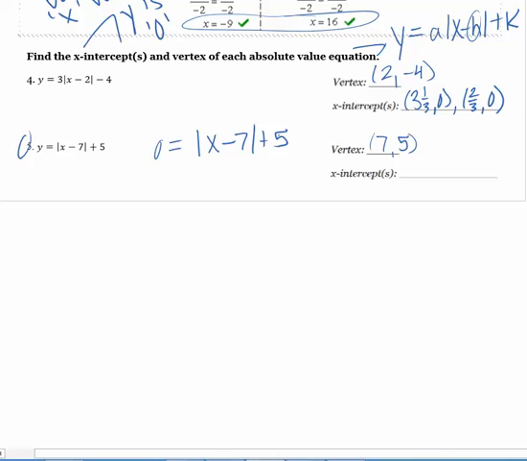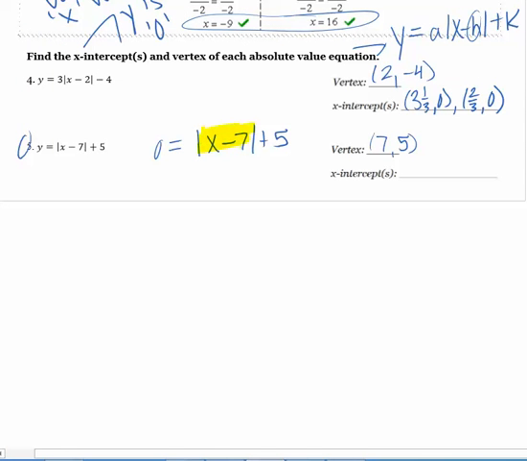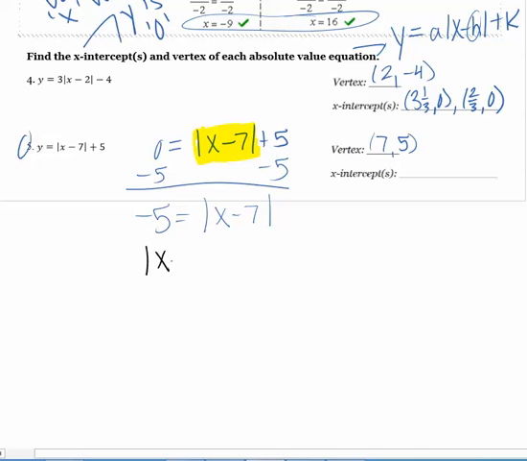Once again, we have to make sure we isolate that absolute value expression before we do anything else. So make sure we isolate the x minus 7. To do that, we'll subtract 5 from both sides. So we'll get negative 5 equals the absolute value of x minus 7. Once again, I'm going to use the reflexive property to write this as the absolute value of x minus 7 equals negative 5.